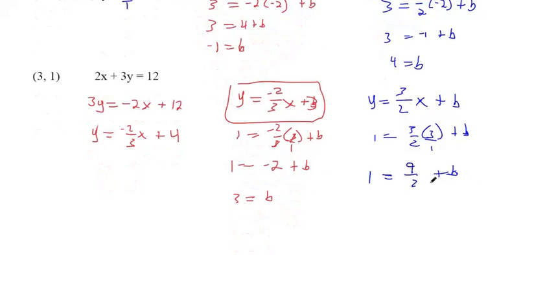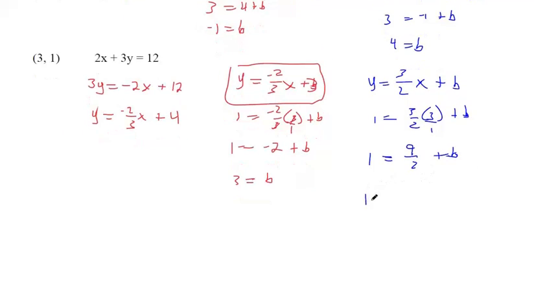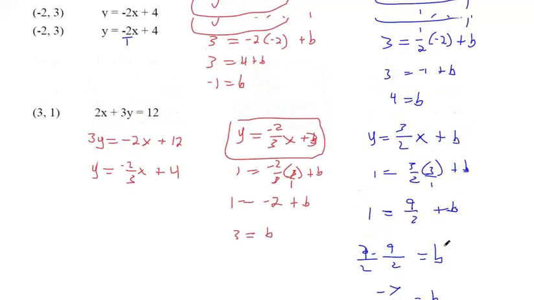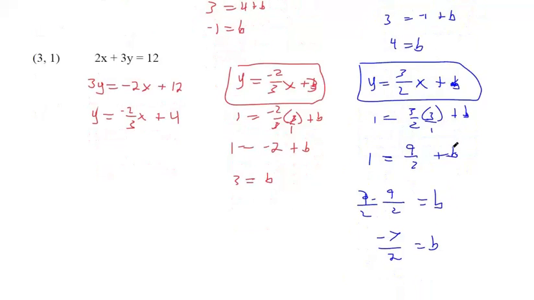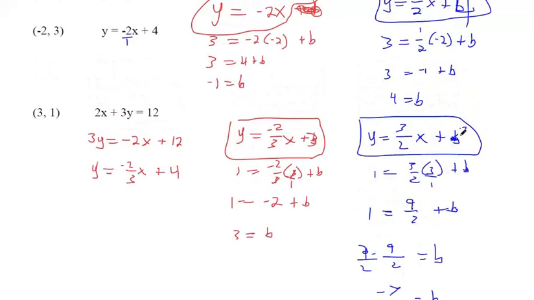And then if I'm trying to get b by itself, I'll subtract that 9/2 from both sides, because that makes it disappear on the right. Then I need common denominators. And so 2 minus 9 makes -7. So we found our y-intercept. So this is our equation for our perpendicular line. The y-intercept is -7/2. Or you could say y equals 3/2 x minus 7/2.